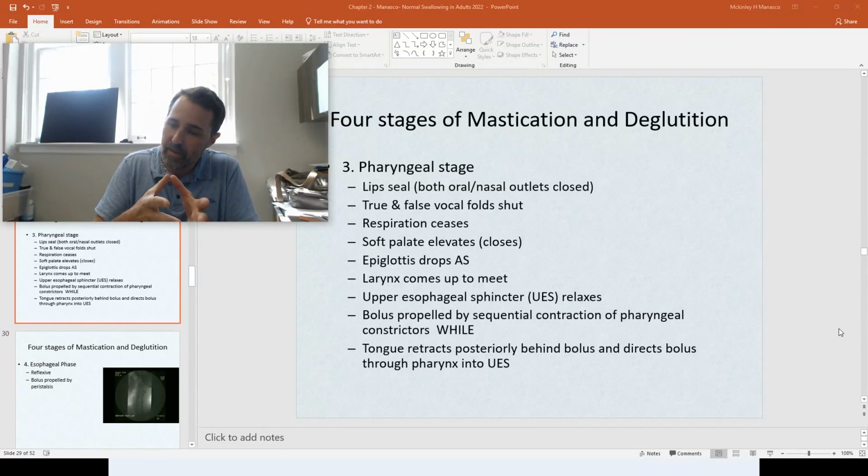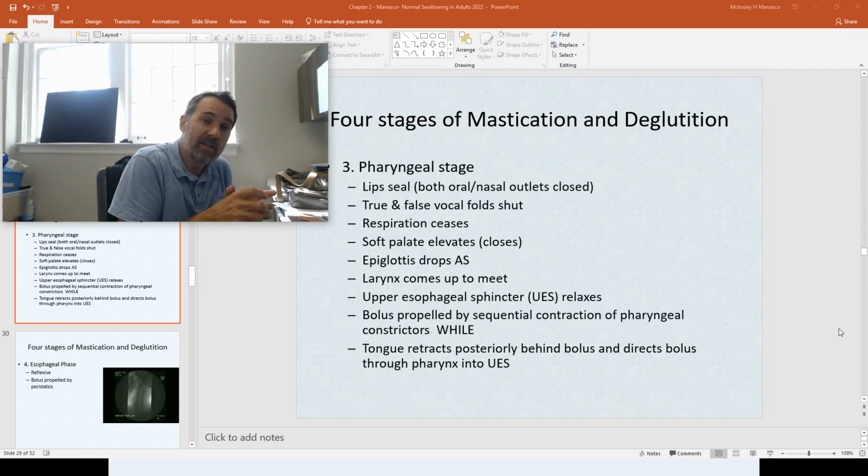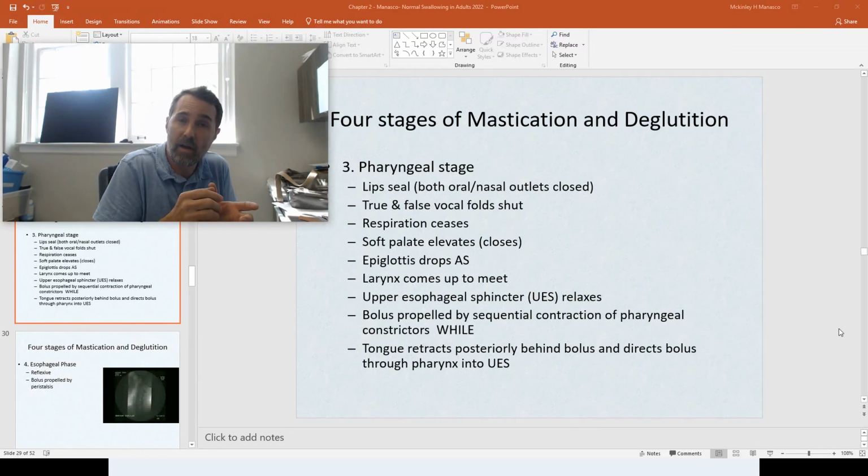And then the walls of the pharynx, the posterior and lateral walls of the pharynx, are going to constrict to narrow the path of the bolus through the pharynx, directing that bolus hopefully safely over the airway. And as that is happening, the back of the tongue is going to retract.